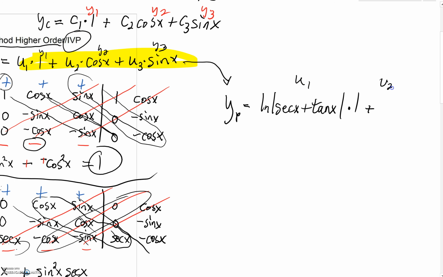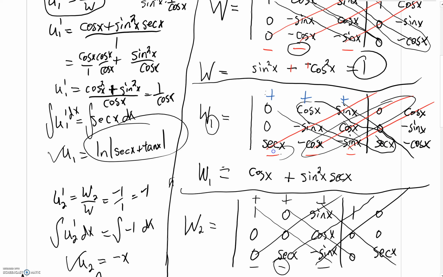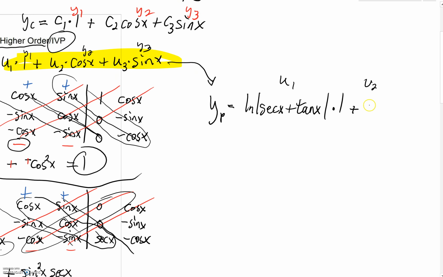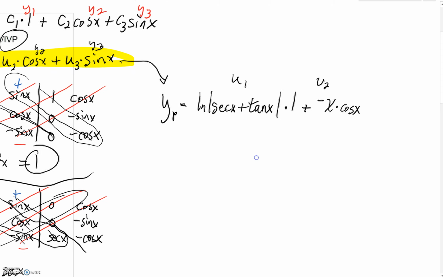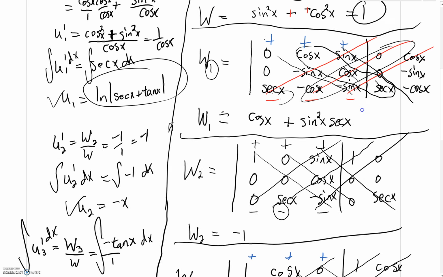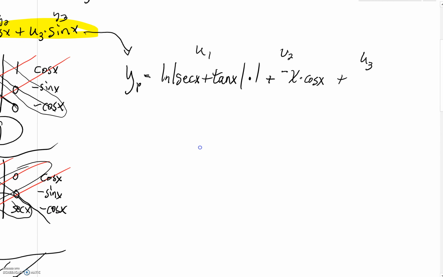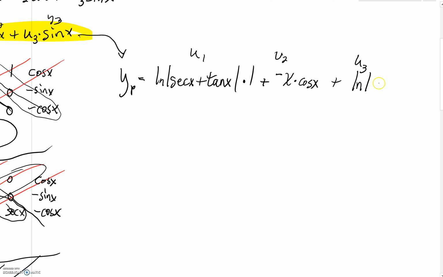Well, our u sub 2 was actually nice. It was just negative x, wasn't it? We could say, well, that's negative x times the cosine of x. And then our u sub 3 multiplied to sine, well, we just found that that's the natural log of the absolute value of cosine. And that's going to get multiplied to the sine of x.